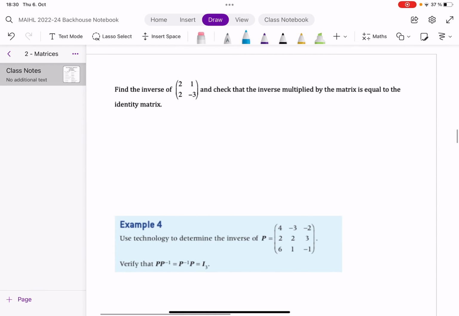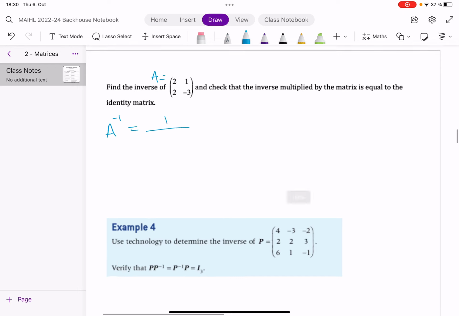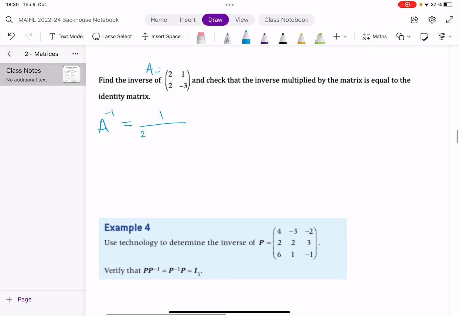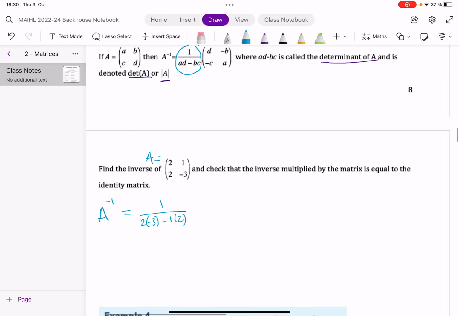So to find the inverse of this, well, let's call this matrix A. We're going to find the inverse of it. So we say it's 1 over the determinant, that is AD minus BC. Okay, I'll leave the formula up the top there.